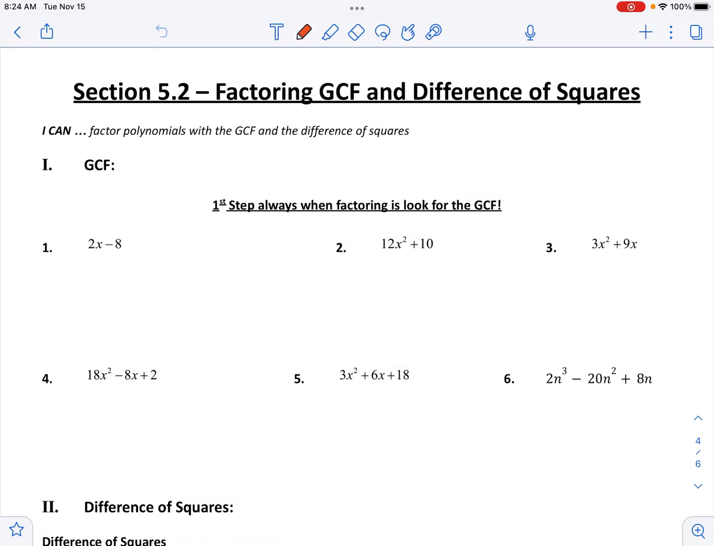All right, we are moving on to section 5.2 today. This is going to be over factoring out a GCF, and we're going to look at difference of squares. These are a couple of factoring methods that will help us when we move into 5.3 and 5.4.